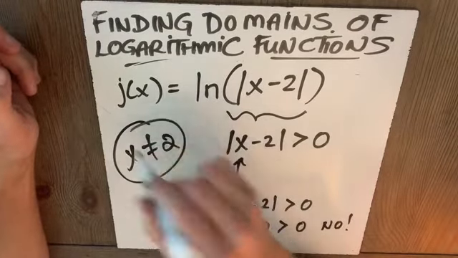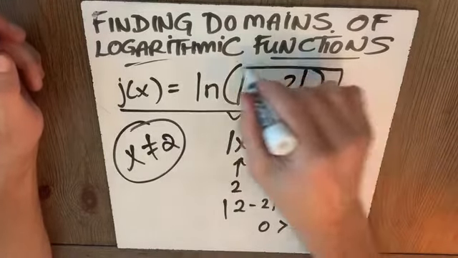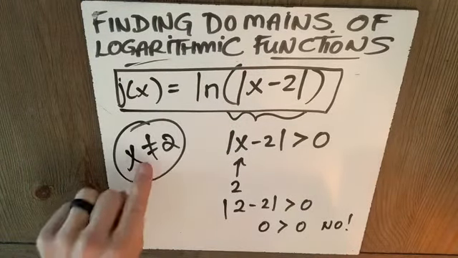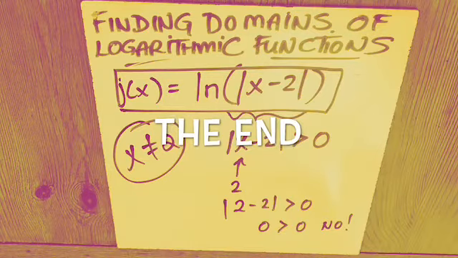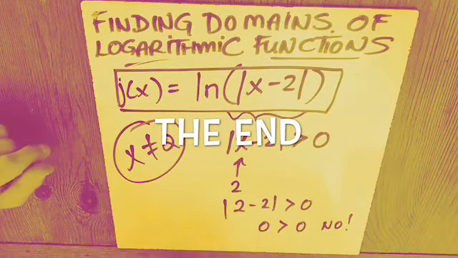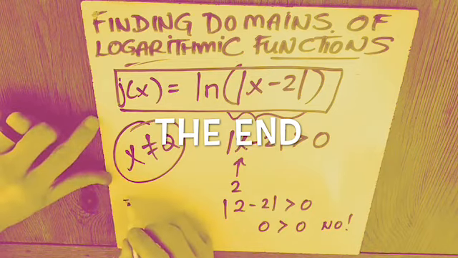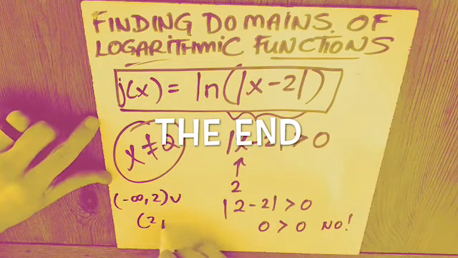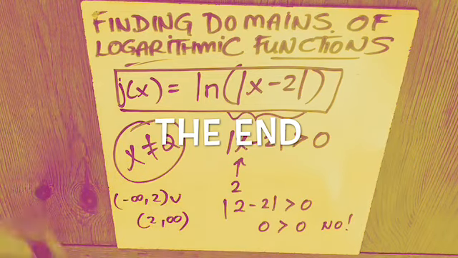I encourage you to take out your graphing calculator and graph that and see for yourself that you're going to have a vertical asymptote at x equals 2 there. In interval notation, it would be negative infinity to 2, union 2 to infinity, for the domain there.